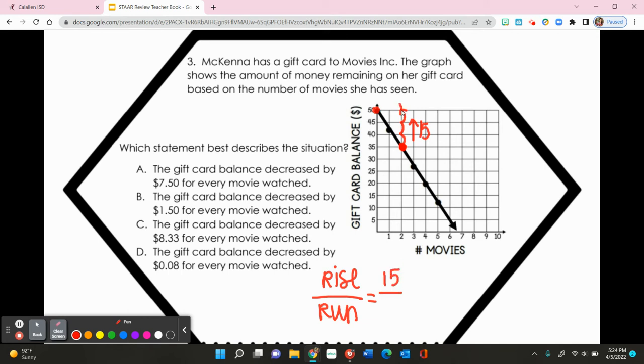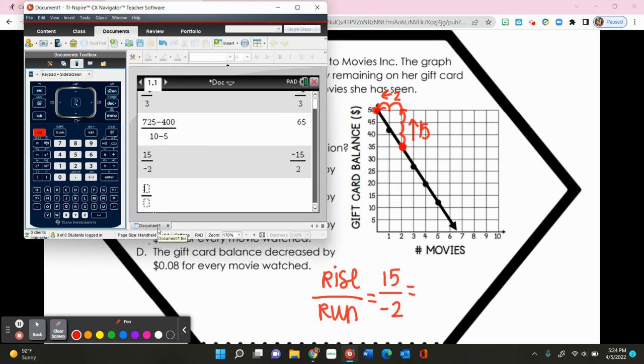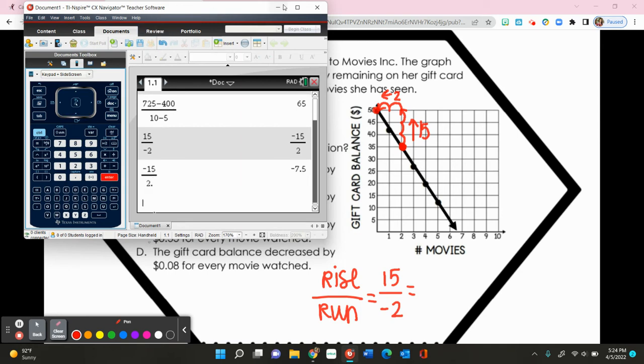Over my run, now I'm going left 2. And if I look at my x-axis, they are going by 1s. So I went left 2. And if I went left 2, that is a negative 2. Now, when I simplify 15 over negative 2 in my calculator, because if you look at your answer choices, it is in decimal form. So converting this into a decimal, whoops, I forgot to put the decimal point. So control divide, negative 15 on the top, 2 on the bottom. With the decimal point, we get negative 7.5.